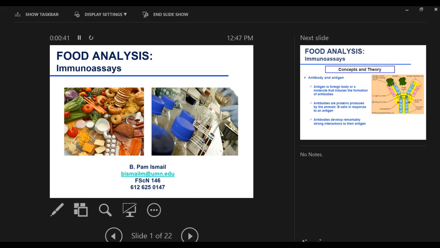So what does immunoassay involve? What does the assay involve? Come on, stay alive, keep up. It's like only 2 more lectures of food analysis.